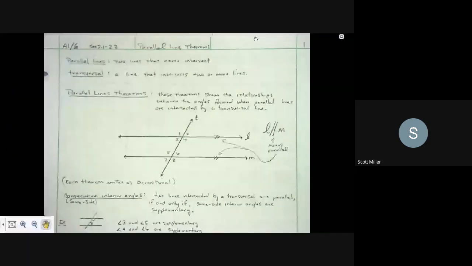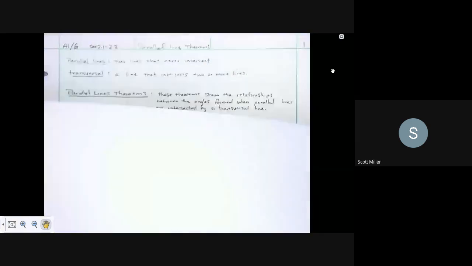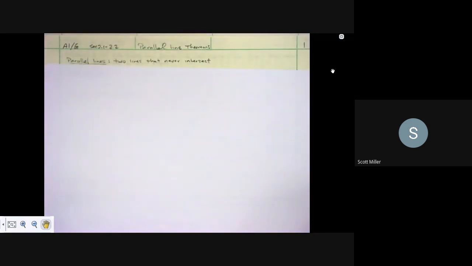Right, so this lesson right here is lessons 2.1 and 2.2. Let's take a look at some parallel lines. What are parallel lines? These are two lines that will never intersect. A transversal is a line that intersects two or more lines, and the lines don't have to be parallel. So if I have a line that intersects two or more different lines, then that is called a transversal.